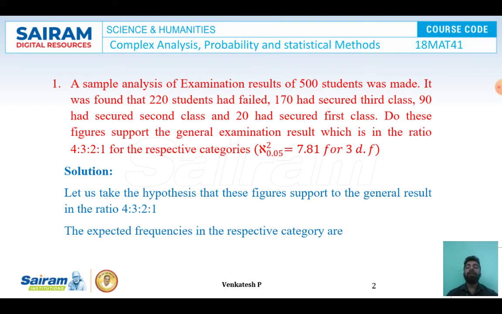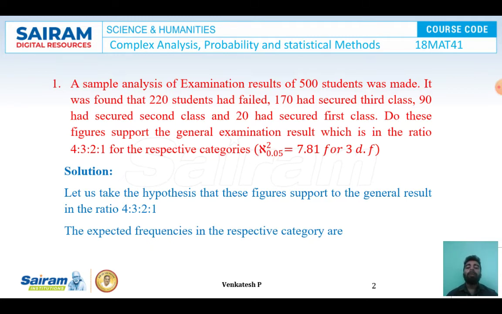Example number 1. A sample analysis of examination of 500 students was made. It was found that 220 students had failed, 170 had secured third class, 90 had secured second class, and 20 had secured first class. Do these figures support the general examination result, which is in the ratio of 4:3:1 for the respective categories? With the value they have given, chi-square is equal to 7.85 for 3 degrees of freedom. So first we will take the hypothesis of the ratio 4:3:1.